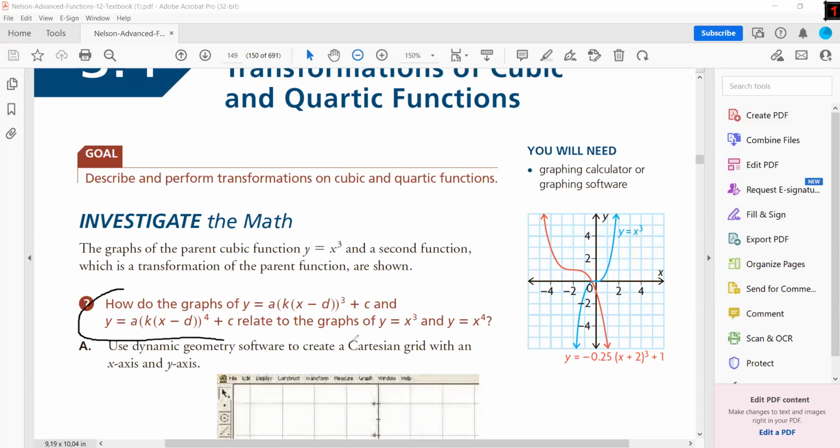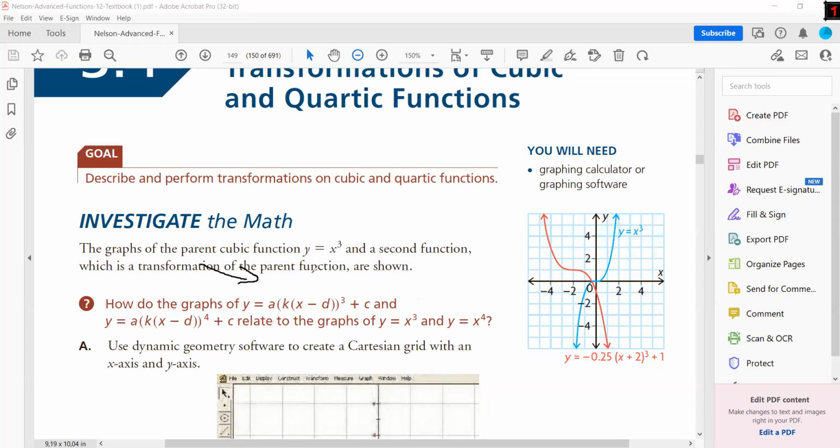And here's the question of this class. How do the graphs of y equals a times k times x minus d to the third power plus c, and the same expression but to the fourth power, relate to the graphs of y equals x to the third power and x to the fourth power? I would say that they're directly related because the x cubed and x to the fourth functions are just special cases of this expression.